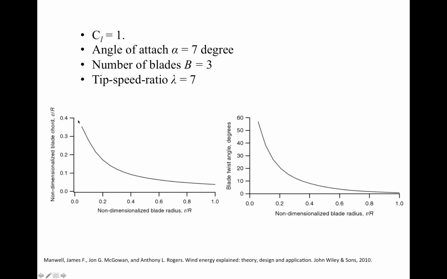we can graph them as a function of the non-dimensionalized blade radius, small r over capital R. This graph is for the non-dimensionalized blade chord length, c divided by capital R. And this graph is for the blade twist angle in degrees. We can see both of them decrease as we move from the root to the tip of the blade.